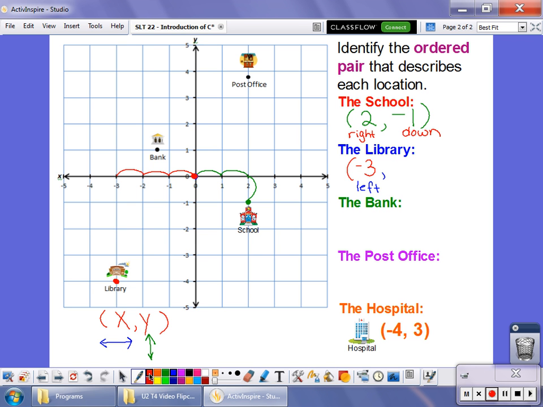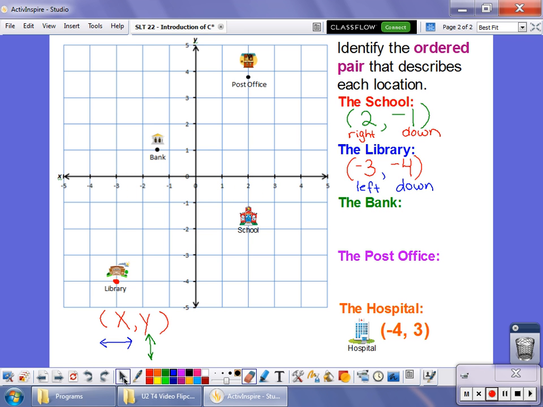Now the next part is I need to figure out how far down to go to get to the library. I'm going to go 1, 2, 3, 4 units down. 4 units down, again, that's in our negative numbers, so I'm going to write that as a -4. So to get to the library, I'm going to go left 3 and down 4. So that's -3, -4. I'll clean this up a little bit.